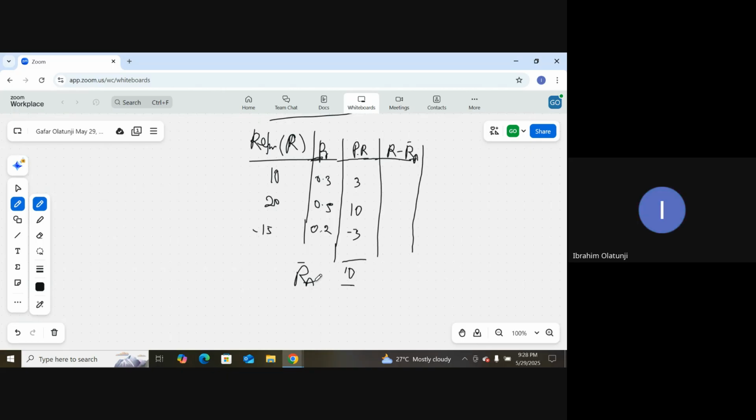Do you get my point now? Yes. So it means that if the question is telling you to look for expected return, this is where you will stop. You get my point? Okay.